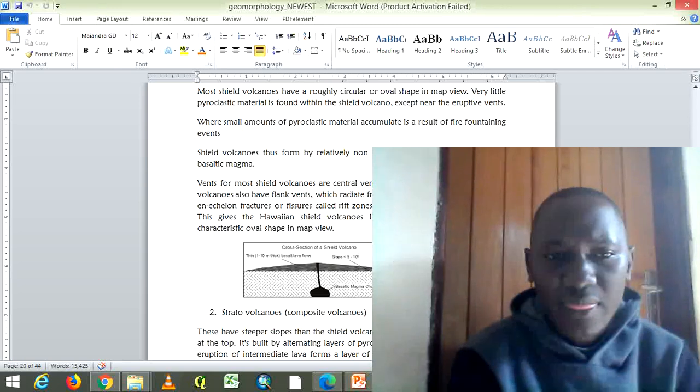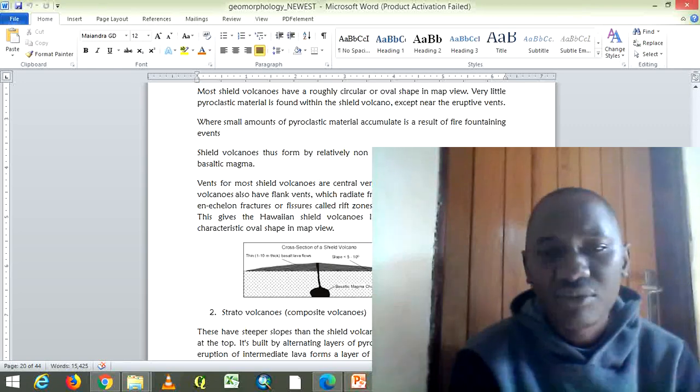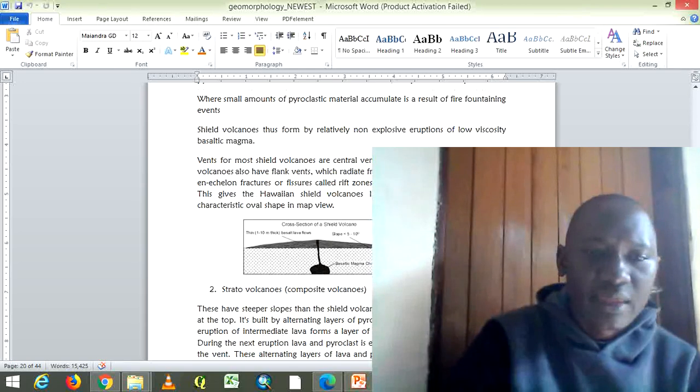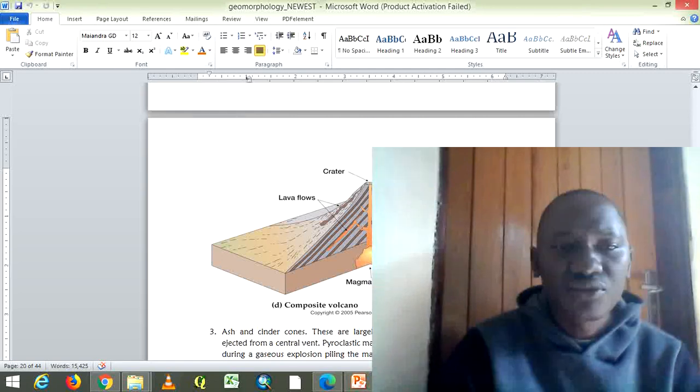But we have these Hawaiian shield volcanoes. We talk about Kilauea, we have Mauna Loa, with their characteristic oval shape in the map view. The next feature here we have the stratovolcanoes.